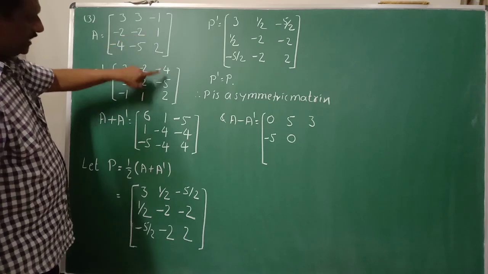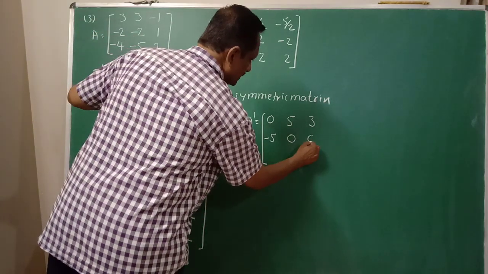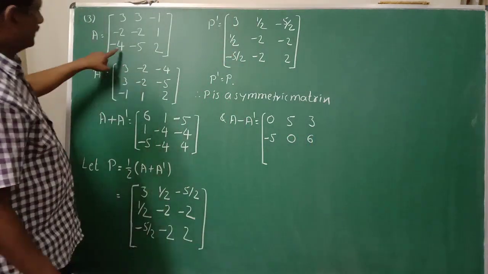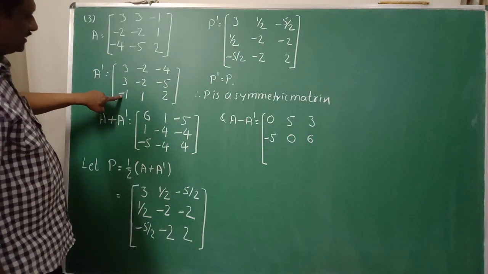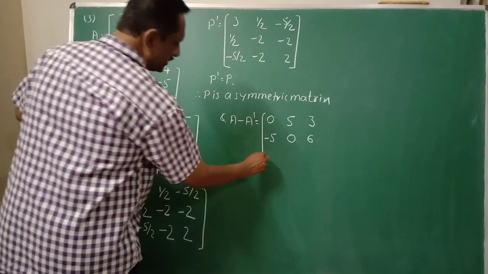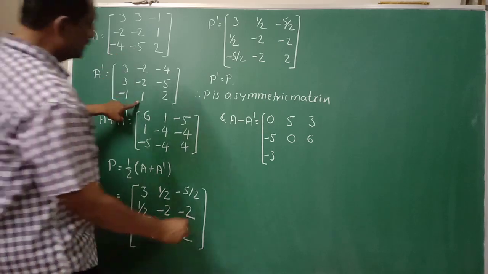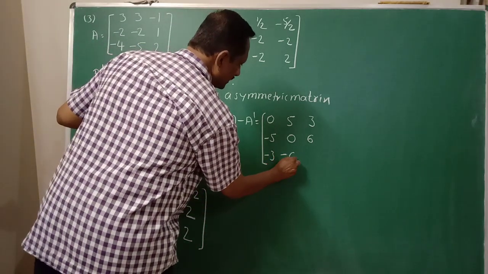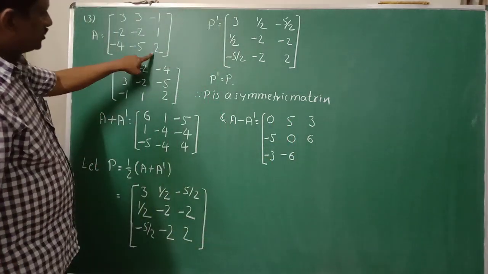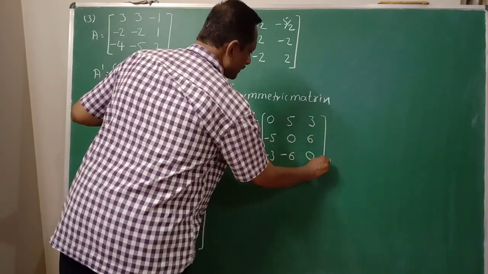Then 1 minus of minus plus here. 1 plus 5 becomes a 6. Is a 6 here. Then minus 4 plus 1 here. Minus of minus becomes plus. Minus 4 plus 1 is a minus of 3 here. Minus 3. Minus 5 minus 1 is minus 6 here. It is a minus 6 here. Then 2 minus 2 becomes a 0. So this is a 0.